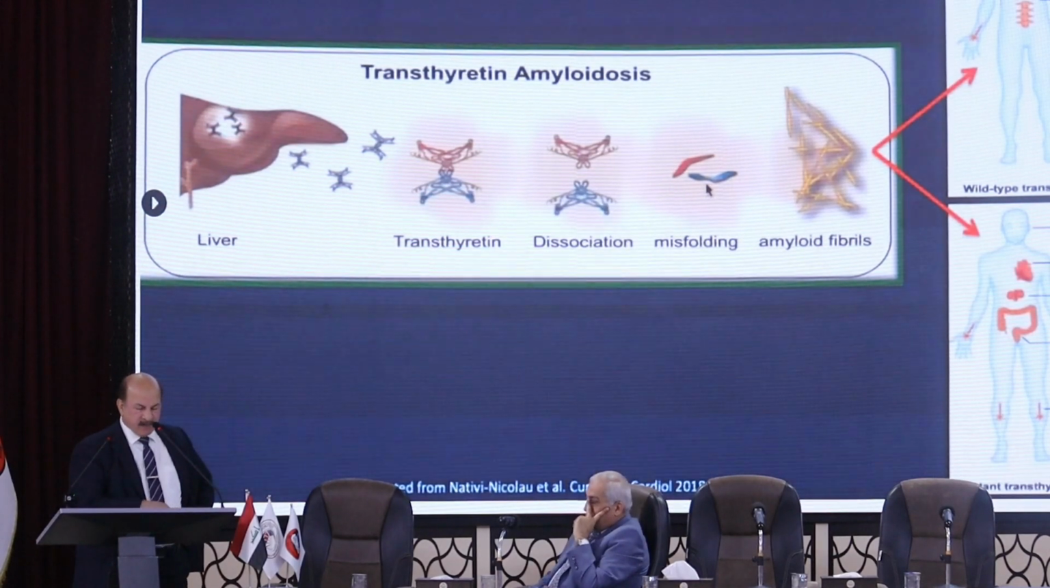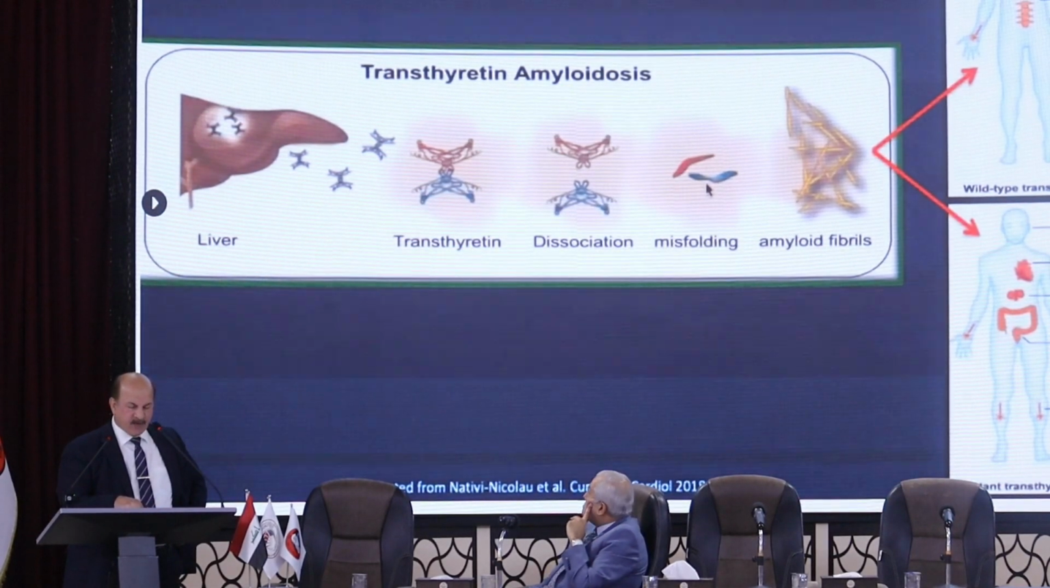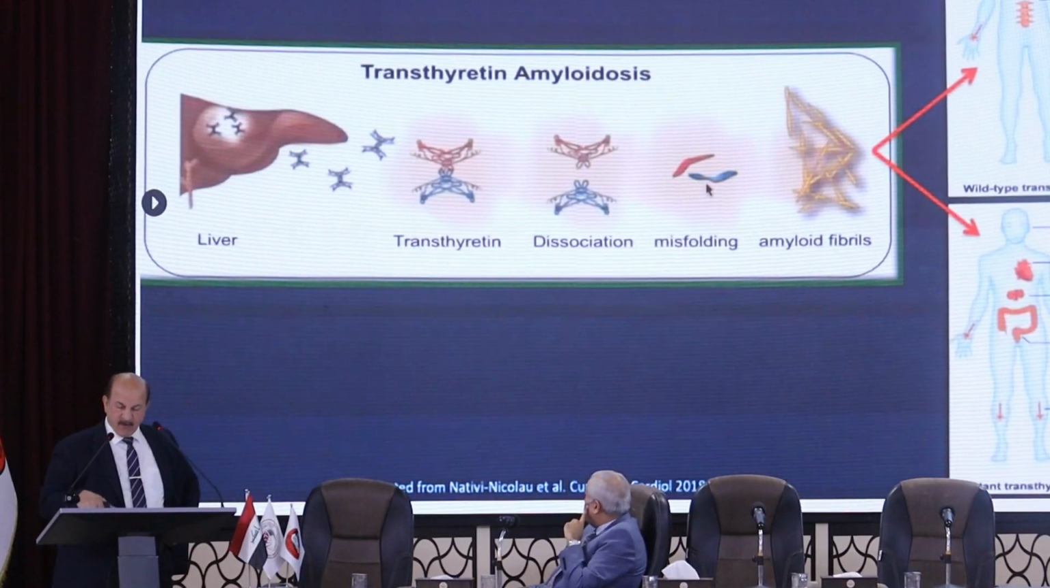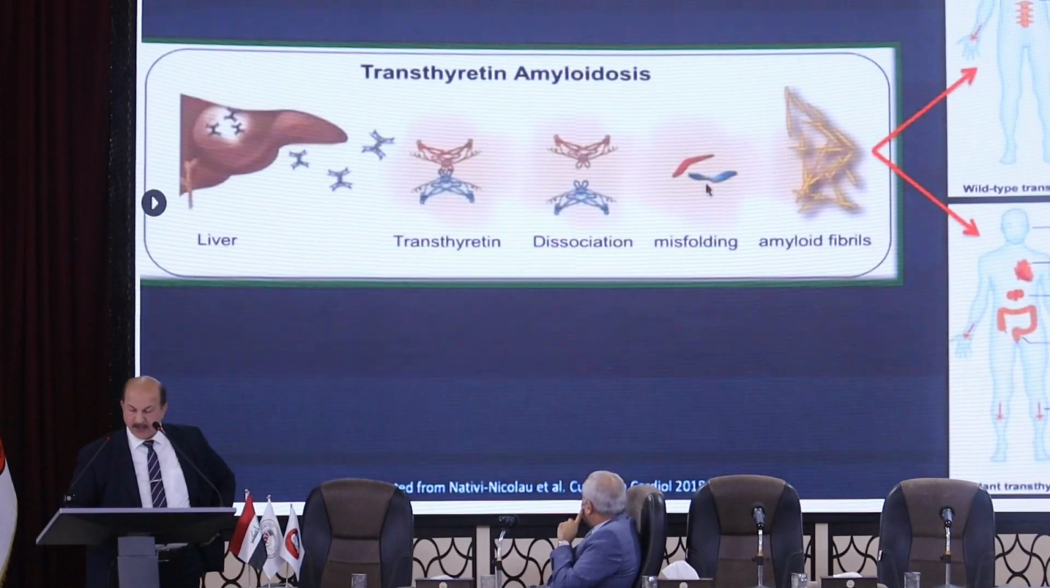So from the liver, this is the tetramer, it disengages into monomers, then they will misfold, forming a fibrous abnormal protein. This is the characteristic of the heart in a patient who has cardiac amyloidosis. We have a very thick wall involving all cardiac chambers, the right and the left, even the interatrial septum, and even the mitral and aortic valves will be thickened by the involvement of amyloidosis.